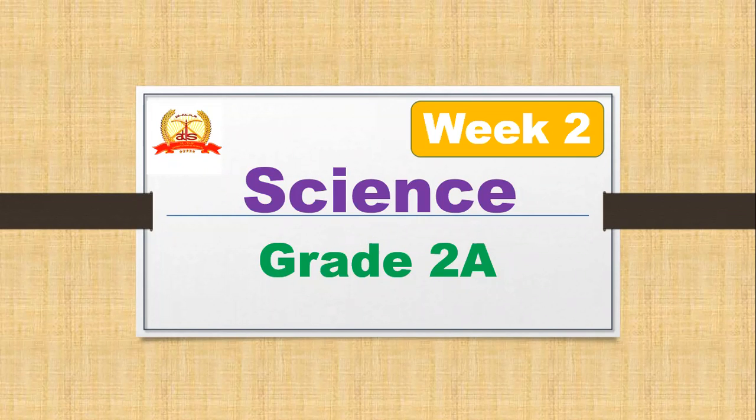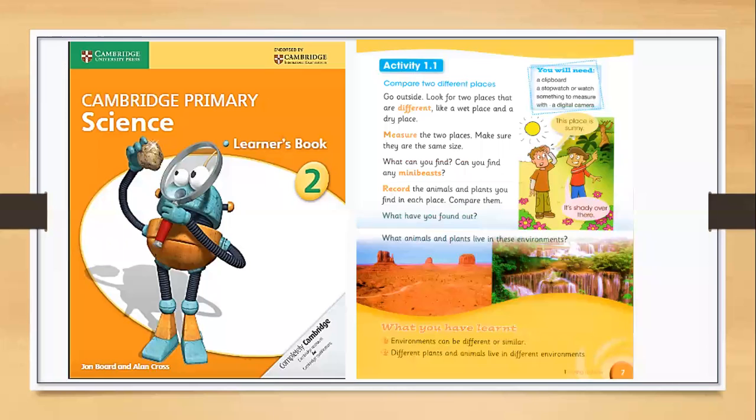This is week number 2 and today is 7/9/2020. So here is the science learner's book. You have to open this book, put it on your table and follow my lesson. This is the second page of lesson number 1, page number 7.